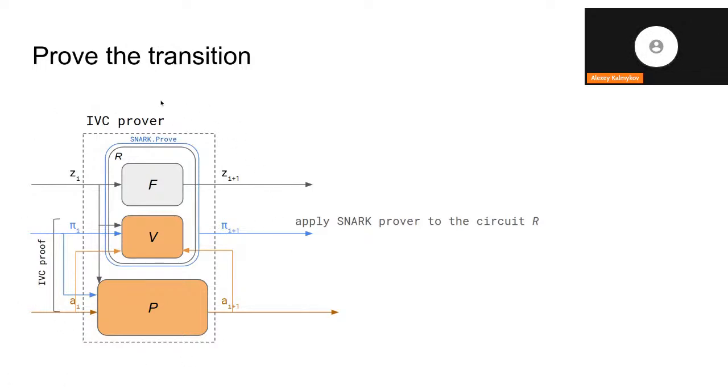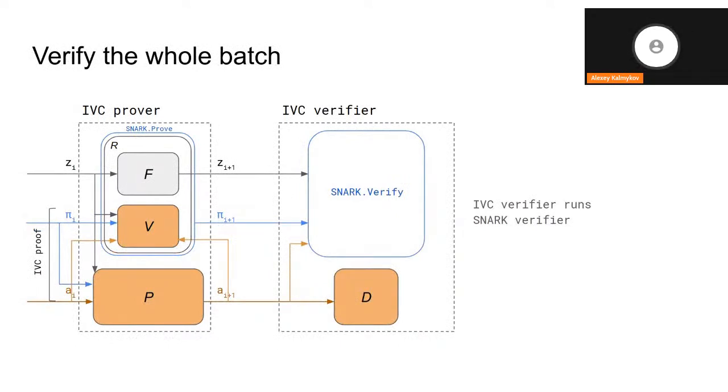So we can prove many small transitions and accumulate them in one constant size. It won't be large, constant size accumulator. Finally, when we have the accumulator and we want to verify the whole batch, all we need for the snark verifier to have is the final accumulator, the last proof, pi i plus 1, and the last state that we need to verify.